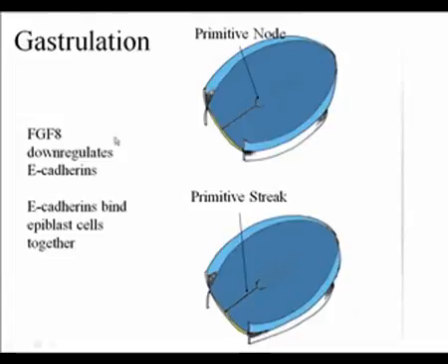Part of what is happening here is that for these cells to migrate, fibroblast growth factor 8 has to downregulate the E-cadherins. E-cadherins are important in binding epiblast cells together. So as they're downregulated, these cells that are proliferating can migrate down under the epiblast and migrate in further into the embryo.